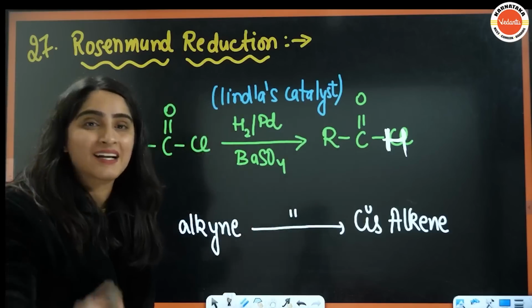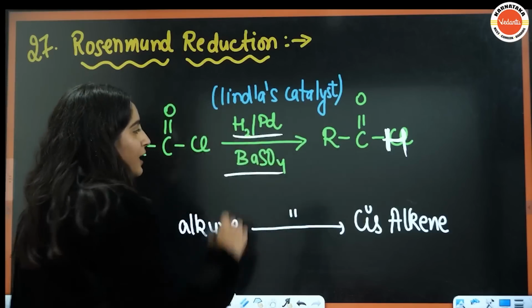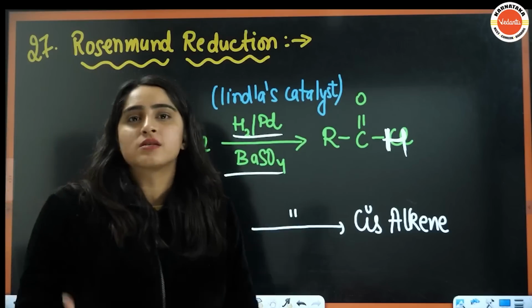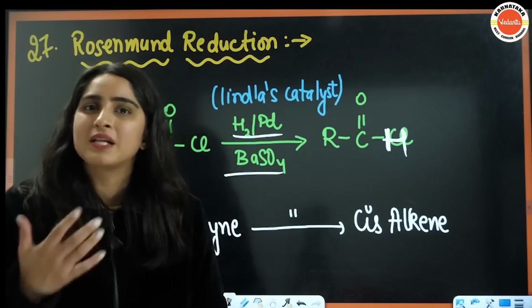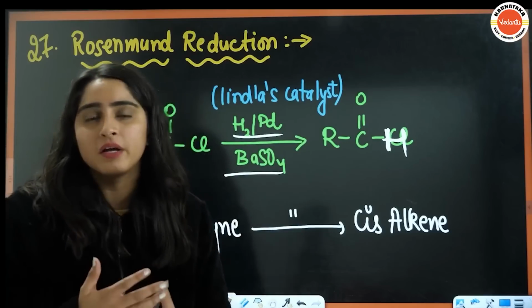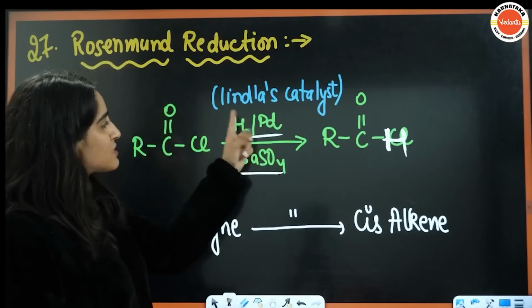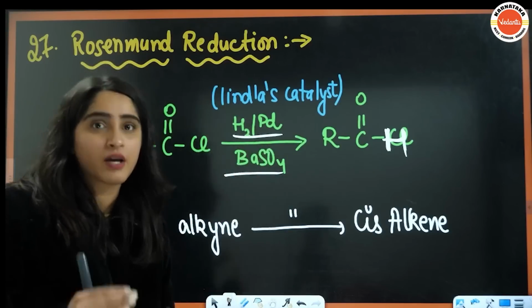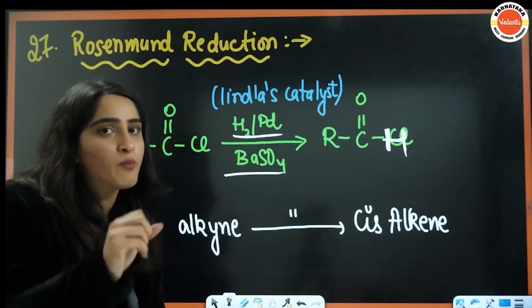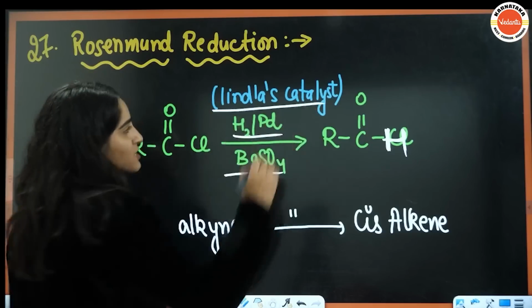So what is the catalyst here? This is called Lindlar's catalyst. The BaSO4 is the poison here. There can be other poisons as well, that is CuCO3, or there can be quinoline. Anything can be used here as a poison, because otherwise this reaction can be very vigorous. To stop that reaction, we added a poison here. So this is named as Lindlar's catalyst.